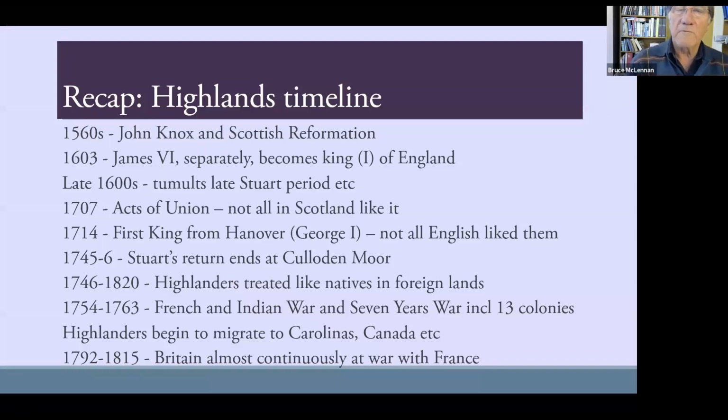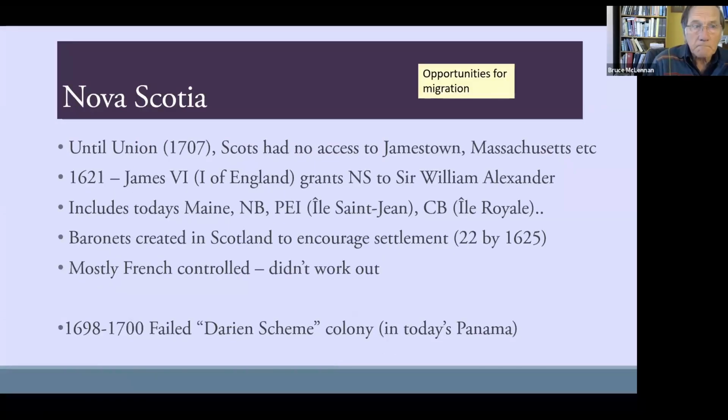And then from the end of the 1700s till Waterloo, Britain was at war, a serious, big war all around the world with France, the Napoleonic Wars, as they're called. This is a bit of a recap of what was happening over that period. Let's think about Nova Scotia, because this is quite an interesting thing.